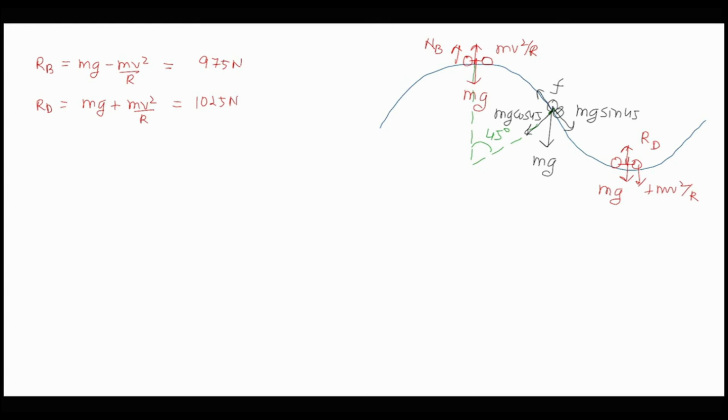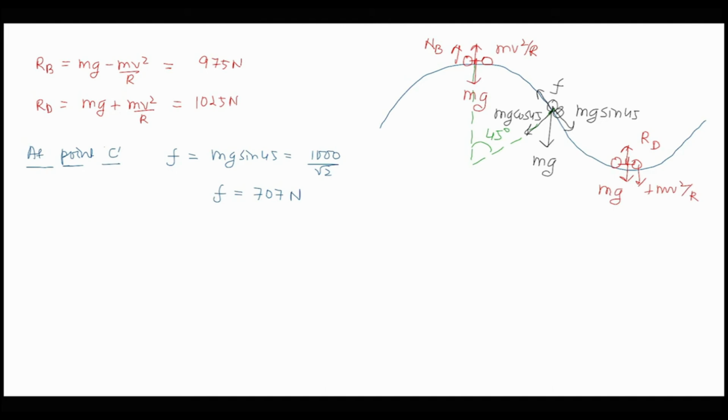So I can say that if it is moving with a constant speed at point C, the frictional force must be equal to mg sin 45. So mg sin 45 can be written as 1000 by root 2. So we obtain the value of the frictional force as approximately 707 Newton.